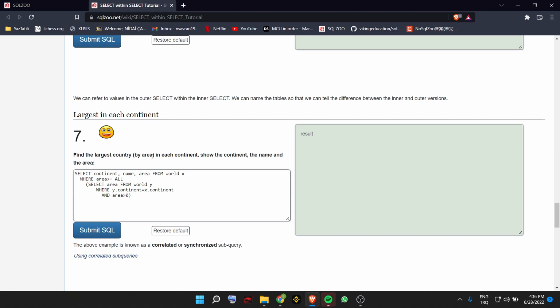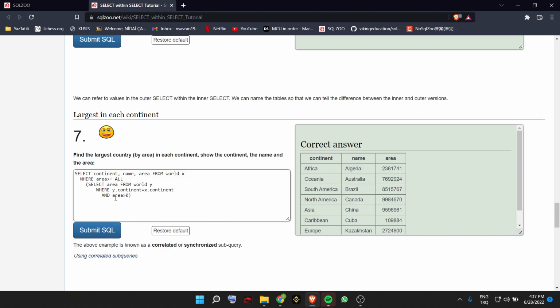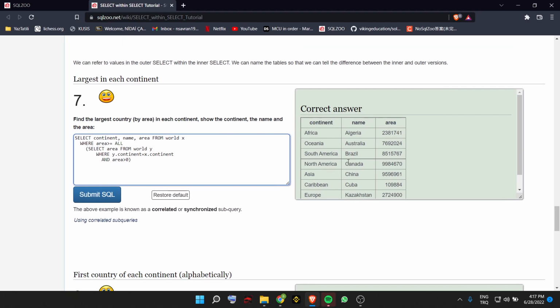Find the largest country by area. In this one we use ALL as well. Pick all the areas from each continent, where I first gave names to these two tables, and it picks the countries where they have the same continent, and if its area is bigger or equal to all countries in that continent, it picks that country. In here, for example, Algeria is the biggest country by area.